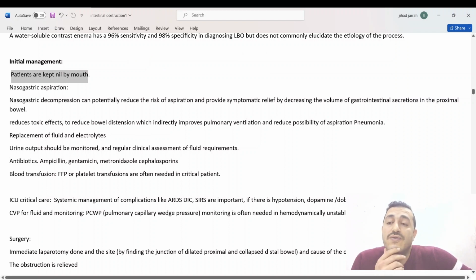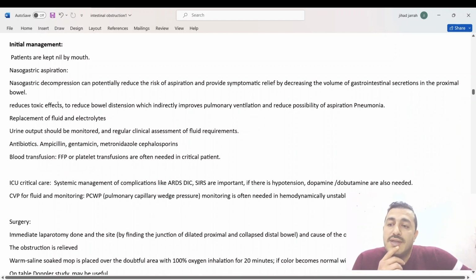We have to proceed for nasogastric aspiration and G tube. The G tube decompresses the small bowel, so it releases the dilatation a little bit, and it also prevents aspiration, and so prevents any respiratory compromise. It reduces the toxic effect, reduces the bowel distension, and also improves the pulmonary function.